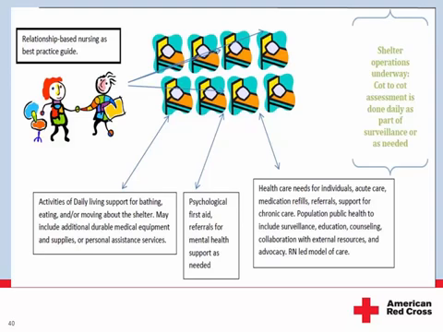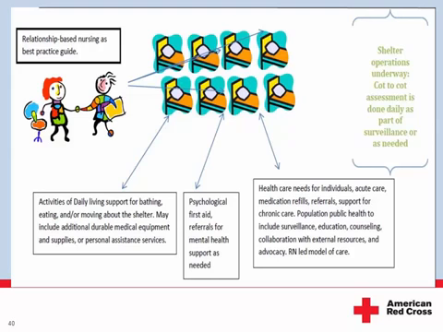And yes, you're doing activities of daily living and support for bathing and eating and moving around the shelter, but you're also looking at durable medical equipment, supplies, psychological first aid. And in pretty much every shelter, we also have a health desk. So we have a place where people can select to come for acute care or acute illnesses.